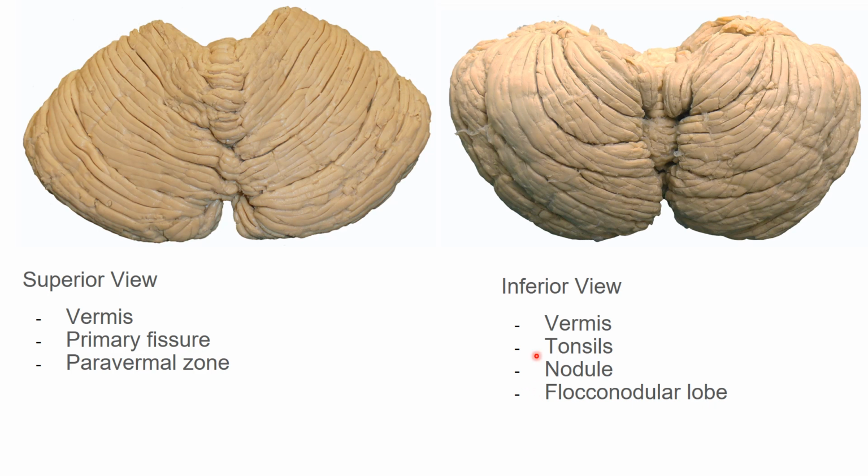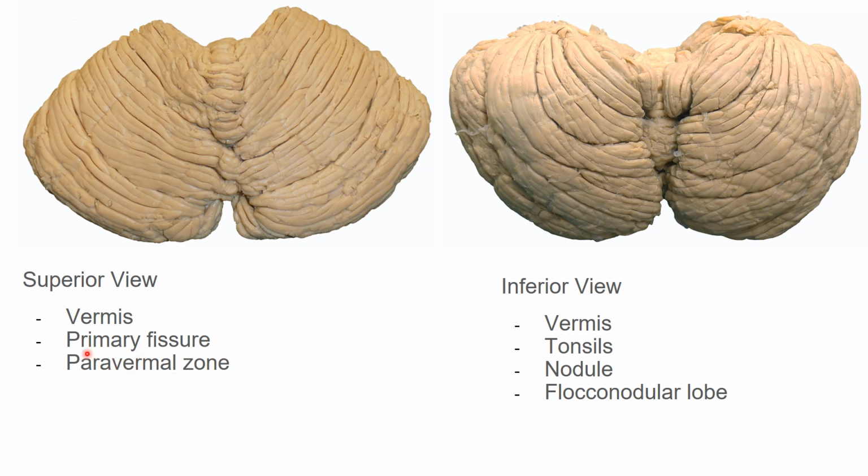Now, here we're looking at a superior and inferior view of the cerebellum. From a superior view, the main thing that I want to point out is that you can see this middle raised region of the cerebellum. This is going to be the vermal region, located right in the middle. Outside of the vermis, a little bit more laterally, this will be the paravermal zone, the region just lateral to the vermis.